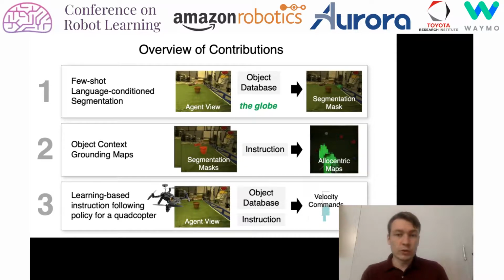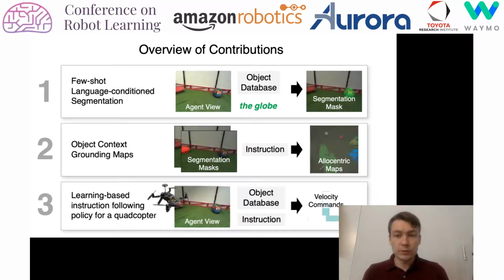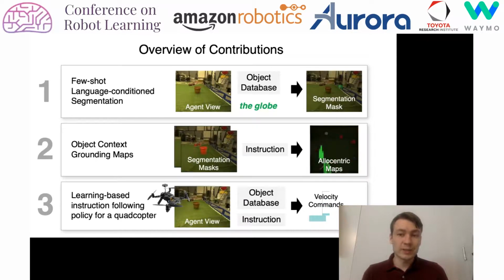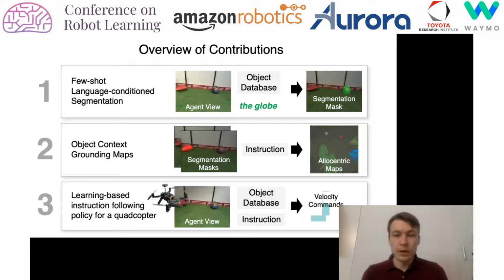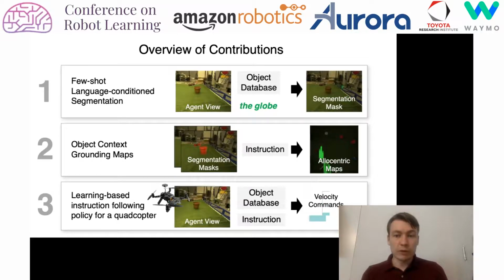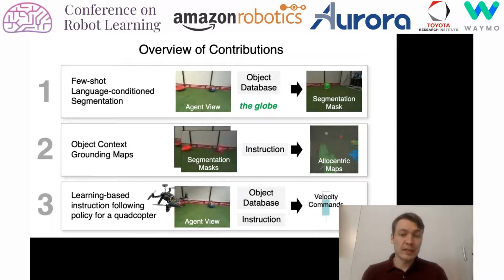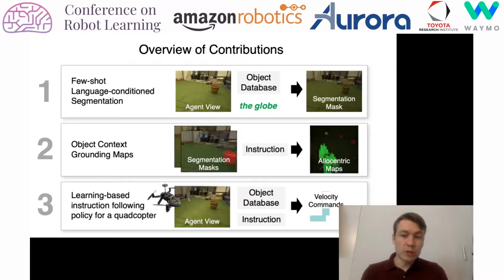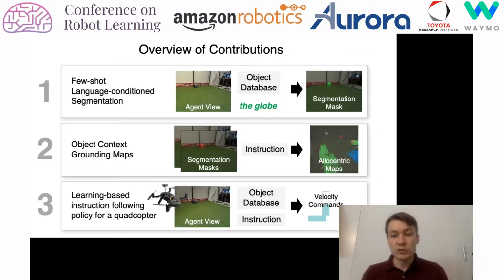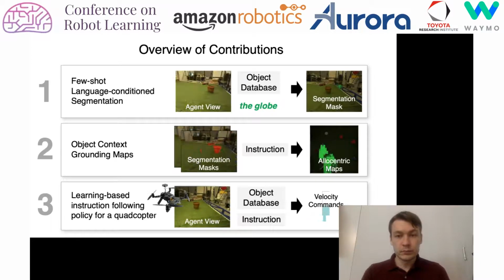We introduced three contributions to address this problem. First, a few-shot language condition segmentation module that maps an image, an object database, and a text string to a segmentation mask identifying the object that the string refers to. Second, we introduce an object context grounding mapping approach that builds contextualized maps identifying object locations and their instructed use. Third, we show how to integrate these components into a learning-based instruction following policy that learns the map representation jointly with generating actions. Let's go through one by one.